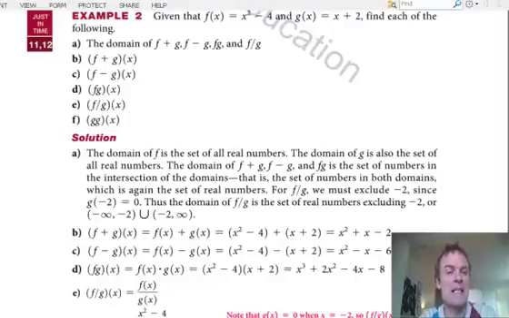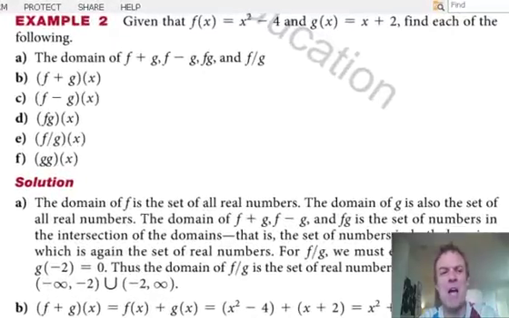Right, big one coming up. Okay, let's have a look at this. We've got a couple of functions. What's the domain of f plus g, f minus g, f times g, and f over g?